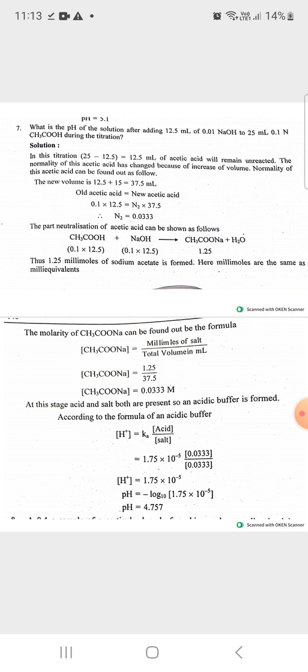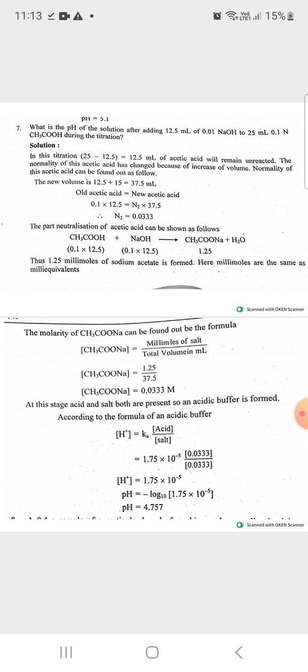In this titration, 25 is the ml of CH3COOH and 12.5 is the ml of NaOH which we have added. So that subtracted, 12.5 ml of acetic acid will remain unreacted in the reaction. The normality of this acetic acid has changed because of the increase of volume. Here volume increases because of the addition, and of course its normality has to change.